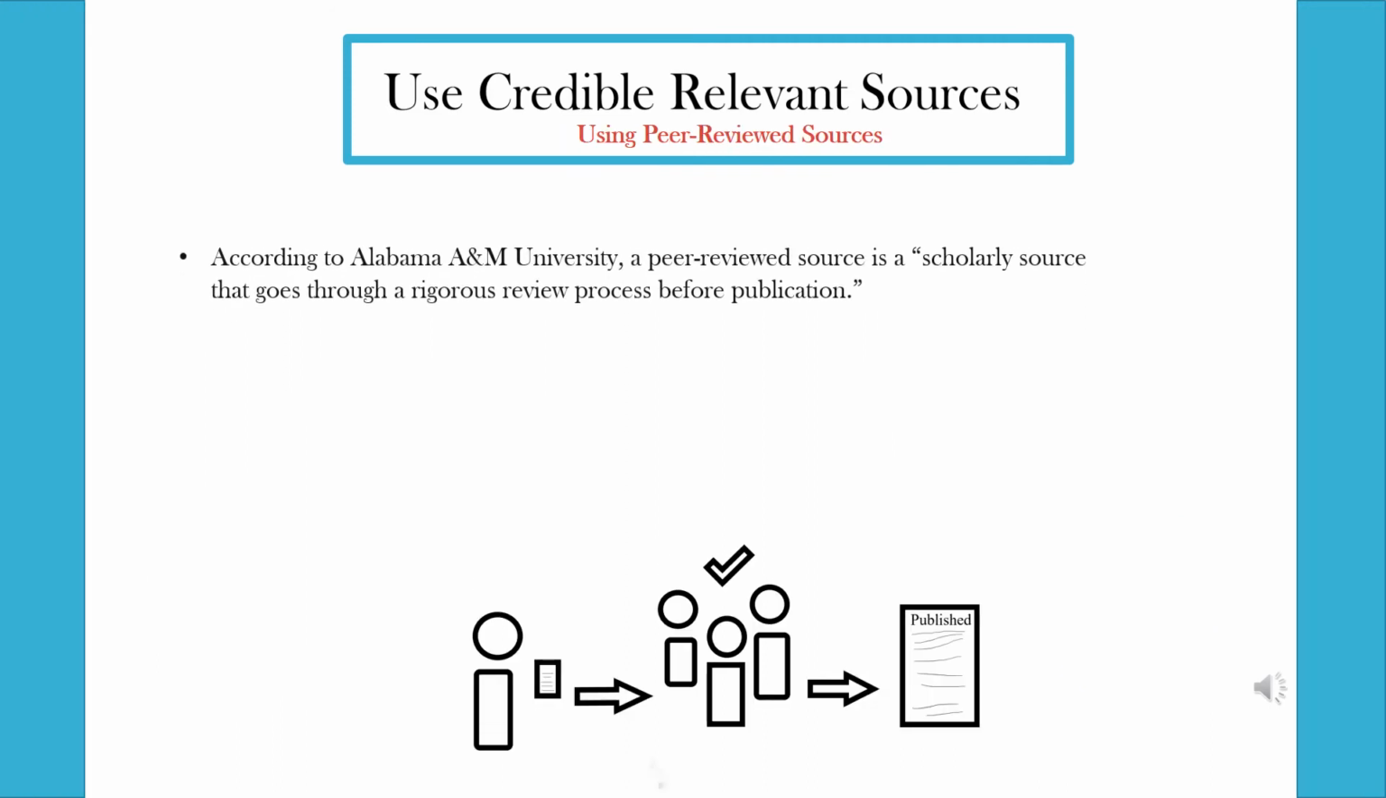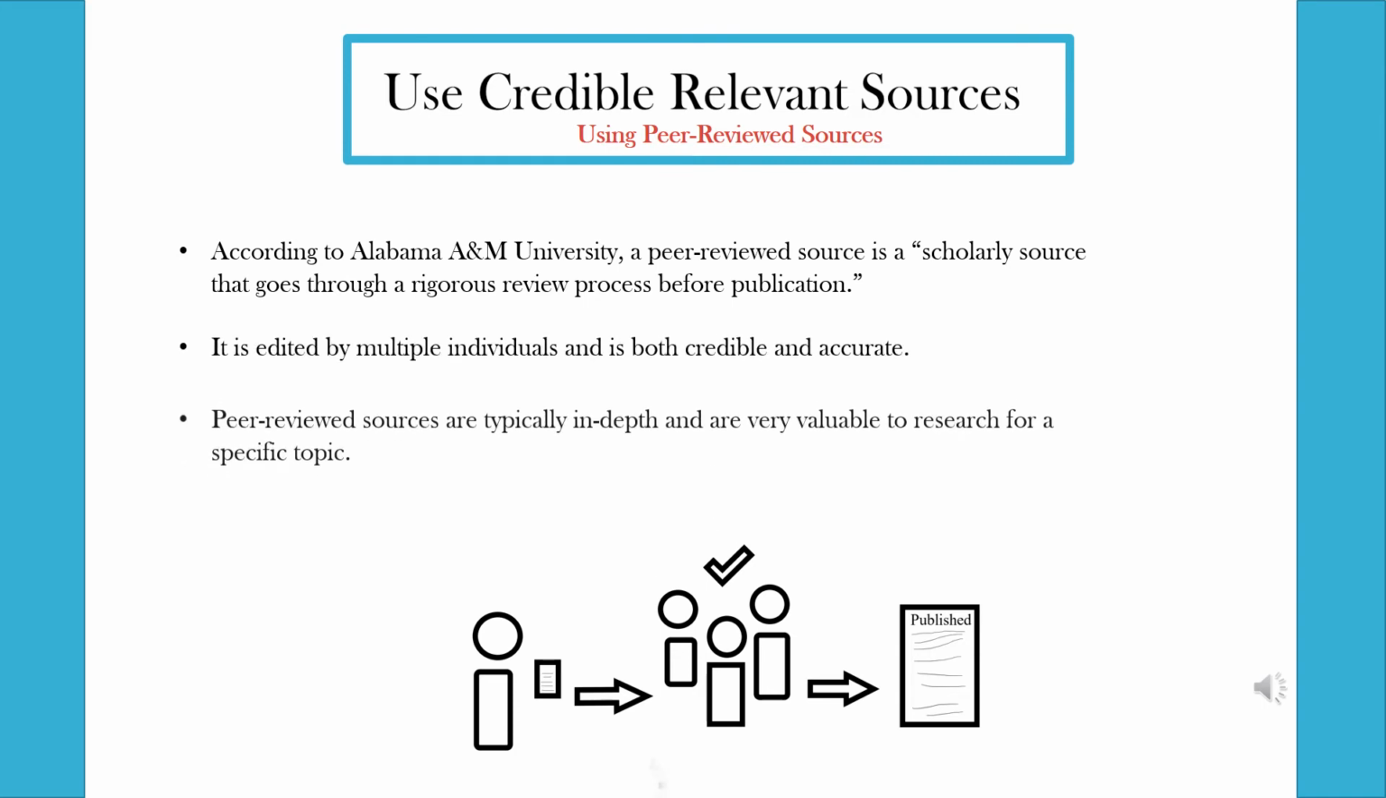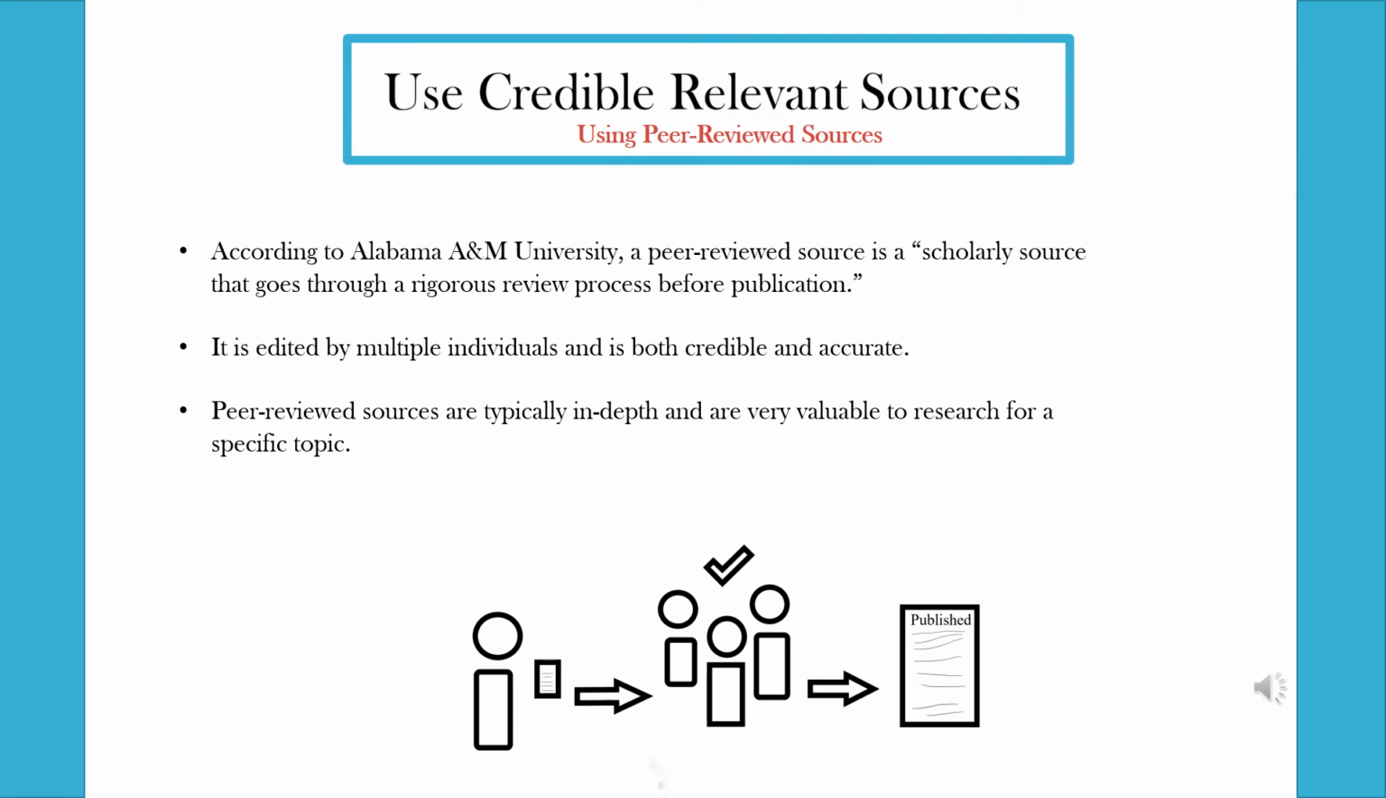One great way to know your source is both credible and accurate is to use peer-reviewed sources. According to Alabama A&M University, a peer-reviewed source is a source that goes through a rigorous review process before publication. It's edited by multiple individuals and is both credible and accurate. Peer-reviewed sources are typically in-depth, and they're very valuable to research for a specific topic. Let's just say you had an article that you wanted to get published. It would first have to be reviewed by many of your peers, and then, and only then, could it be published.